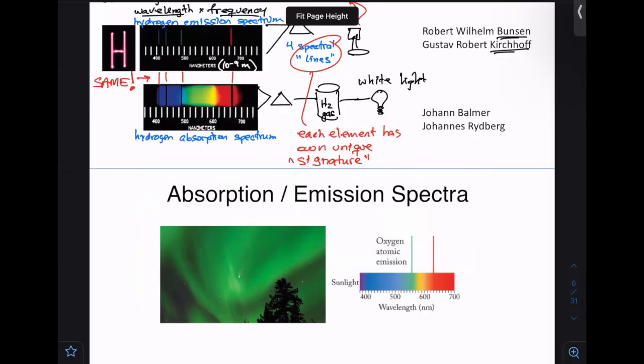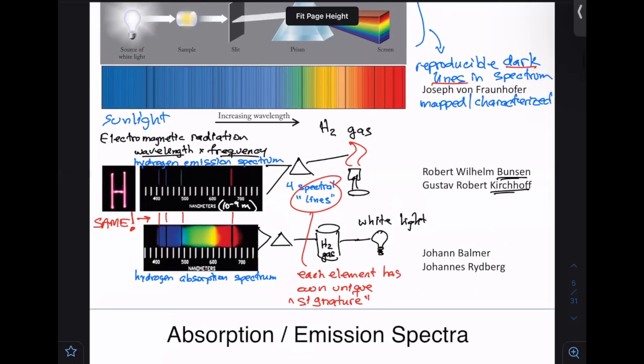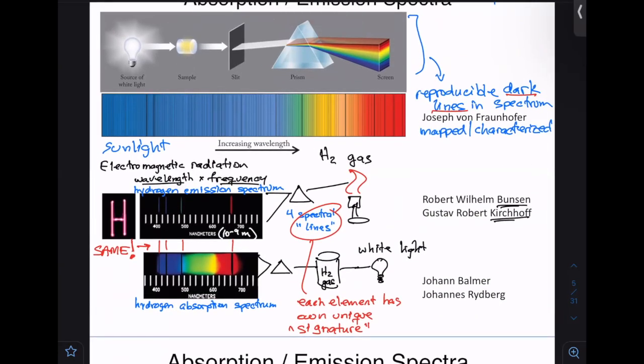So this was really, really interesting stuff, but scientists had no idea why. They didn't have a theory. They can characterize it really, really well. And in fact, people like Balmer and Rydberg here, they can characterize it so well, they can come up with mathematical descriptions of these lines.